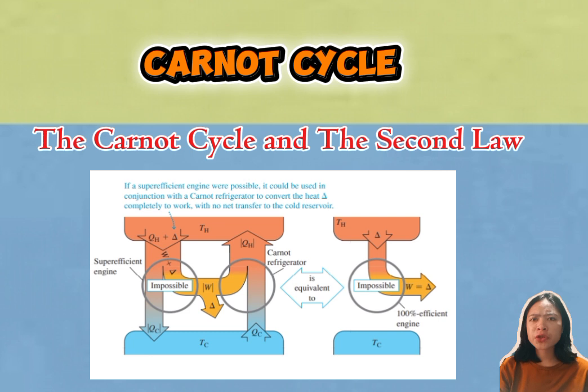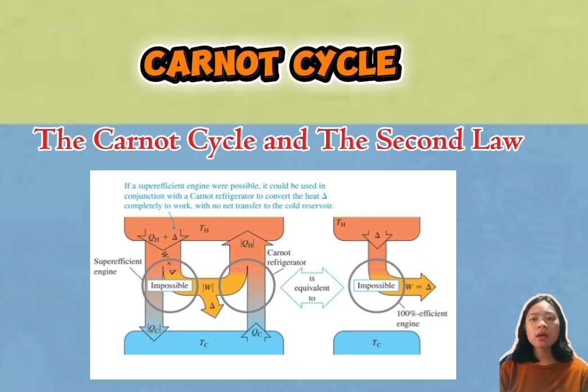So here's a diagram that shows why a super efficient engine cannot exist. On the orange side, we imagine a super efficient engine that produces more work and rejects less heat than a Carnot engine. In the blue section, this engine is connected to a Carnot refrigerator which uses the extra work to pull heat from the cold reservoir and push it back into the hot reservoir. When they work together, the system ends up converting all the heat from the hot reservoir into work, with no heat released to the cold reservoir.